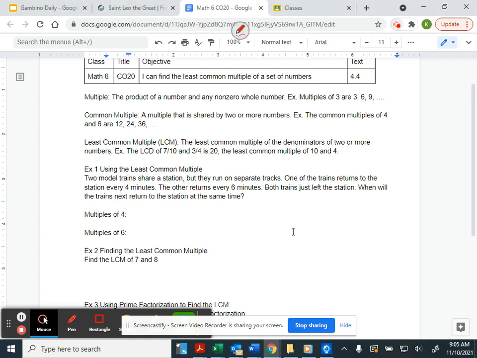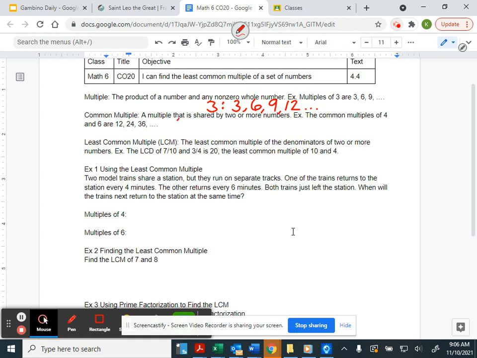So multiples of 3 would be 3 times 1 is 3, 3 times 2 is 6, 3 times 3 is 9, 3 times 4 is 12, and so on. So when you're finding those multiples, you actually multiply it out. The number times 1, the number times 2, the number times 3, times 4, times 5, and you keep on going as far as you need to go.